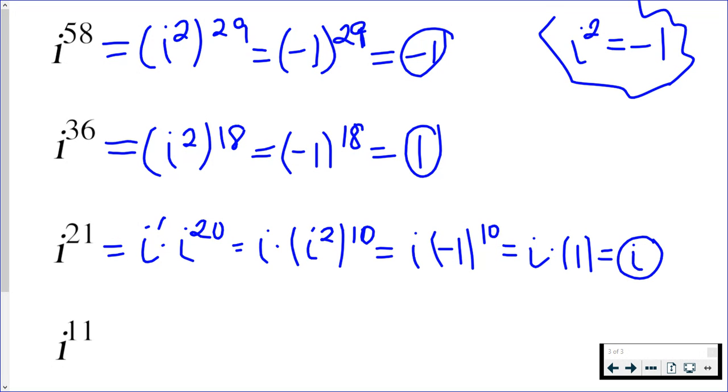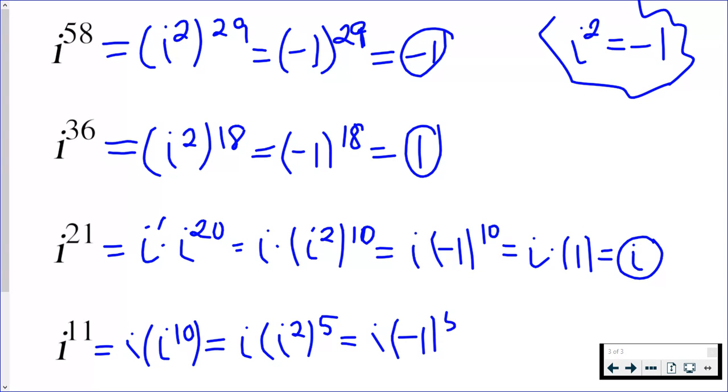The final example I'm going to do is i to the 11th power. I'm going to have to do something similar to the previous problem because 11 is an odd number. Take out one of those i's. So we have i times i to the 10th, and then I'm going to rewrite i to the 10th. Two times 5 is 10, so now I have i squared, which is -1. -1 raised to the 5th power is going to stay negative since 5 is an odd number. So the result would be -i.